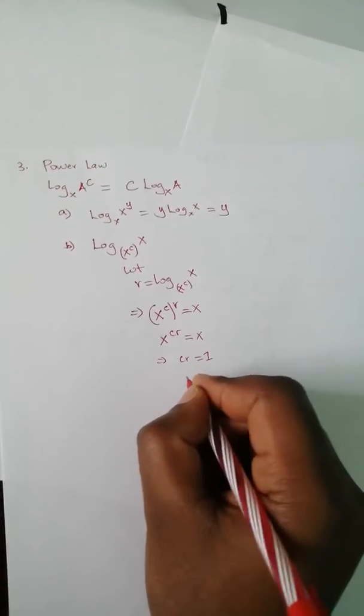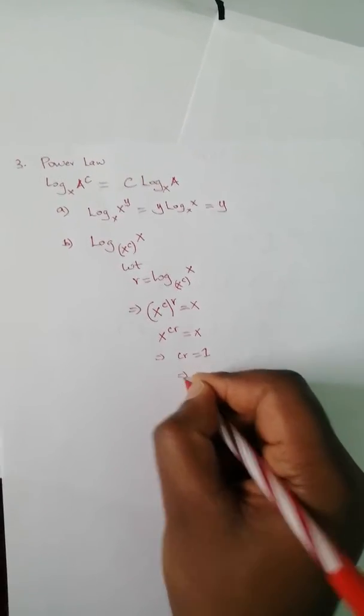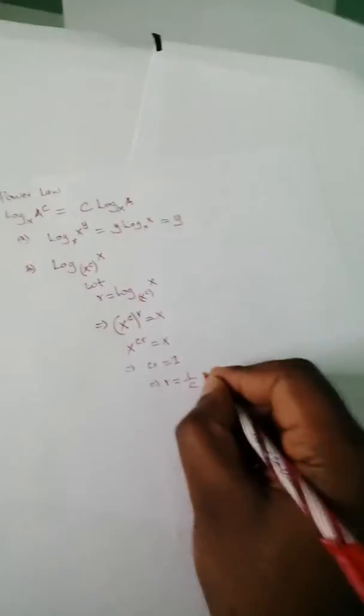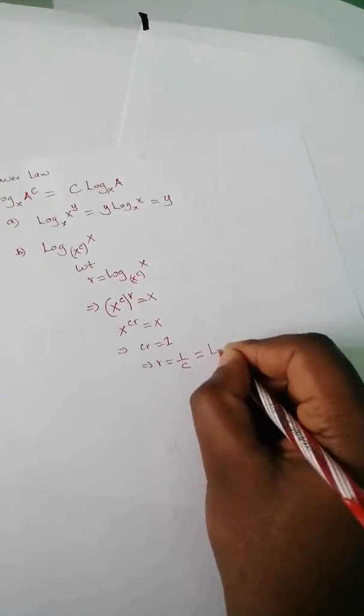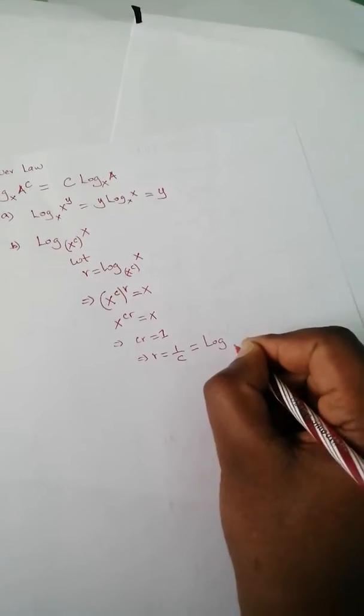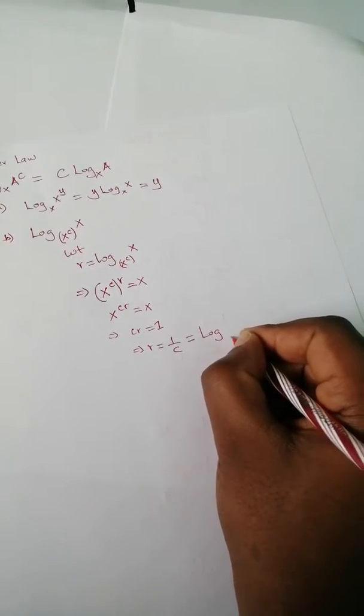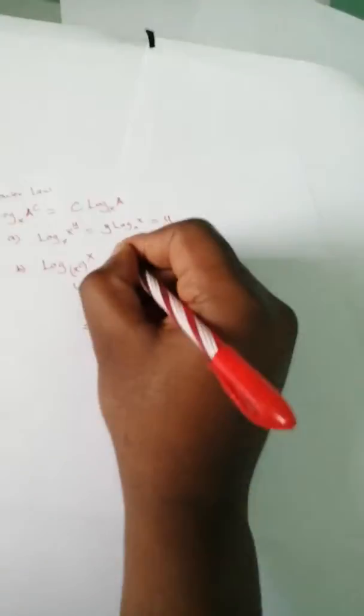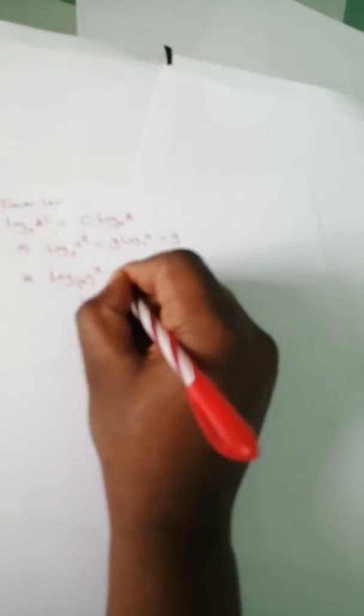And this means that r is equal to 1 over c. But what is r? r is log x to base x raised to power c. So we can say that this is equal to 1 over c.